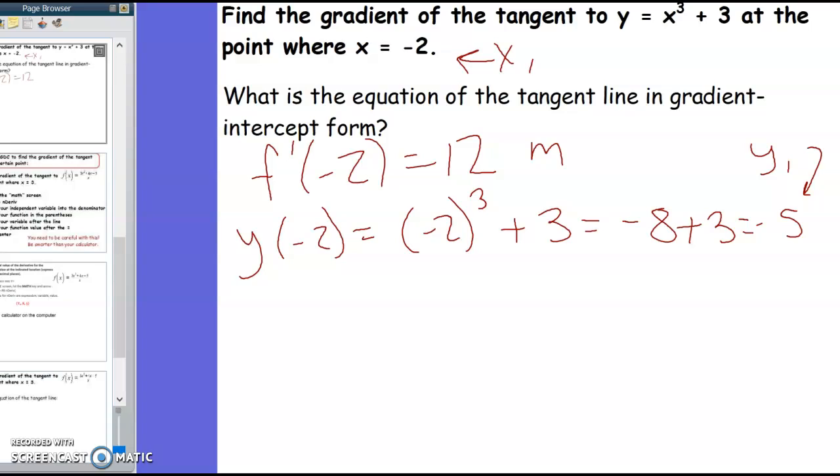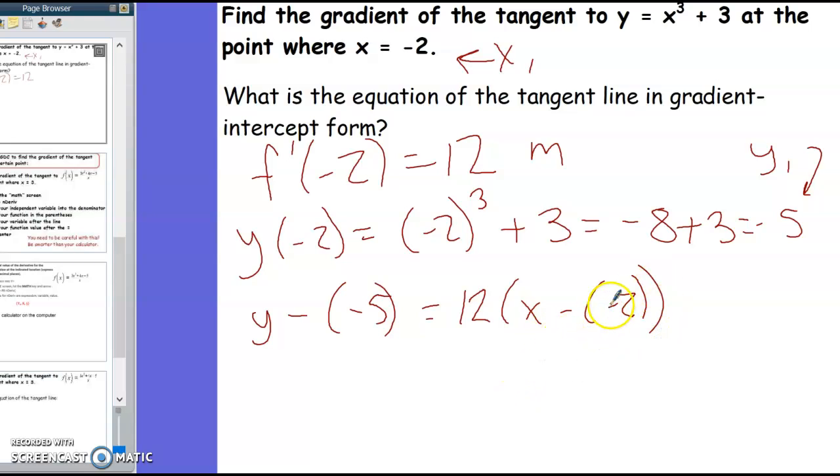Okay, so now I'll substitute into that formula. So y minus y sub 1, which is the -5 I just found, equals m, which is the gradient at the point -2, which we found already, times x minus -2, which is the x value that you are given. Be careful in these places to use both the minus and the negative. Sometimes people accidentally drop one of those, so make sure you use both.